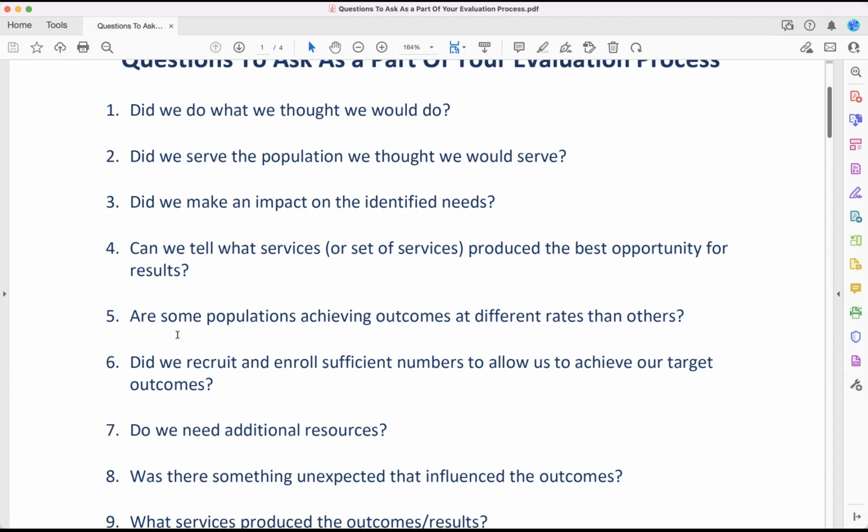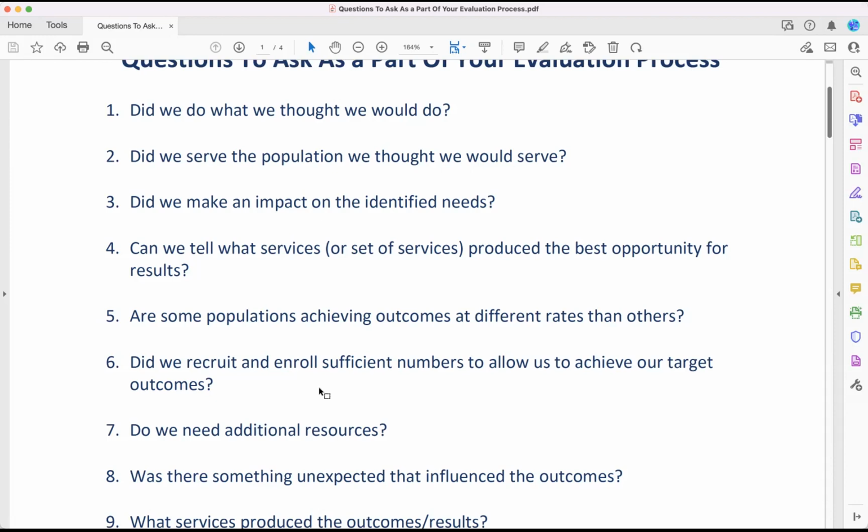And then something else that you want to see is, did you recruit and enroll sufficient numbers to allow you to achieve your target outcomes? So like I said, maybe you've got a goal of serving 50 people. Realistically, when we talk about service delivery for all the different types of work that we do, you might recruit 50 people to join, let's say a GED program, for example. That doesn't mean that all 50 of the people you recruited are going to successfully complete that program. We all have very busy lives. A lot of things happen. Sometimes people have different challenges and experiences. So maybe even though you recruited 50 people, there may only be 45 that are going to complete the program.